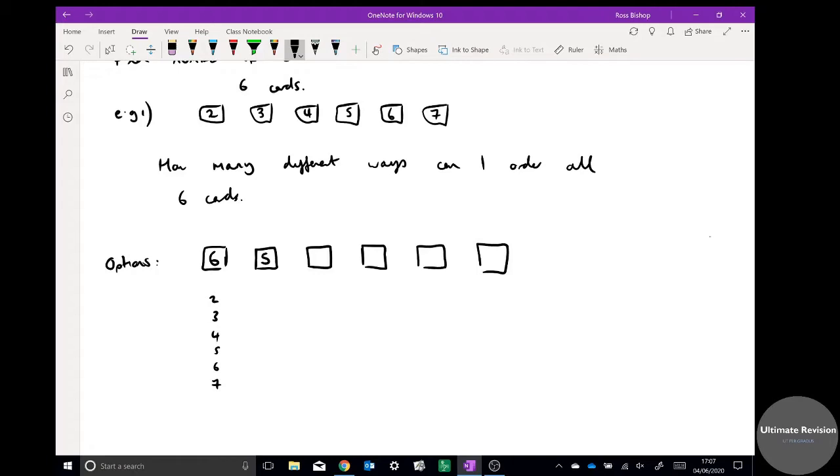In the third column, I've used 2 of them now, so I'm going to have 4 possibilities there. And you can see I'm going to go down to 3 options. This is not the card number, this is the number of options I have for this box. Then 2, and I've got 1 option at the end. To get the total number of options, you just multiply those options together. So 6 times 5 times 4 times 3 times 2 times 1, and that makes 720 ways of ordering 6 different cards. That's the answer, 720 ways.